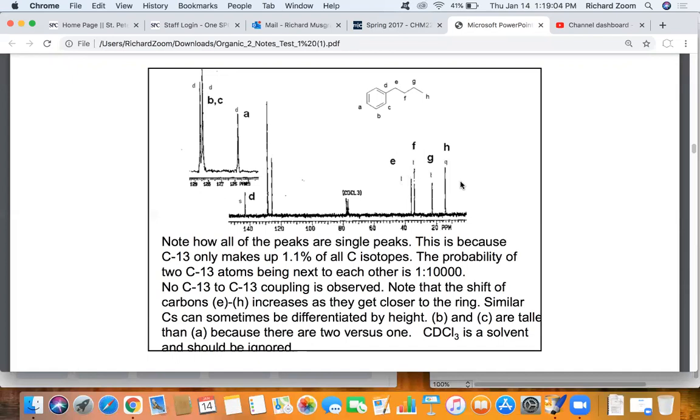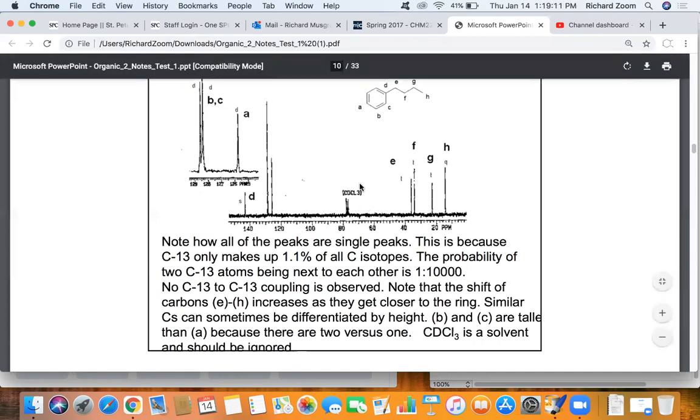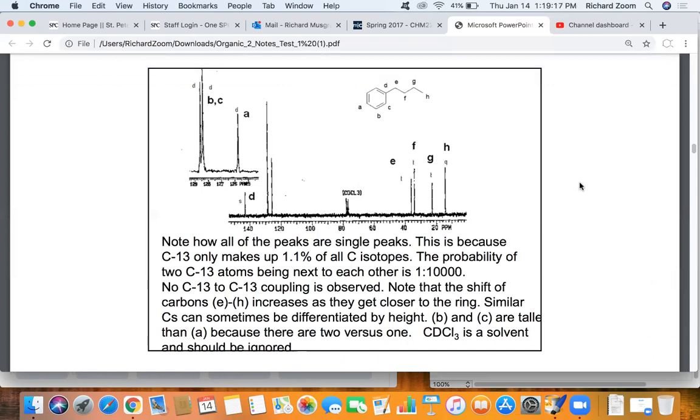Does anybody have any questions? The CDCl3 here is a solvent, so you don't worry about that. Any questions?